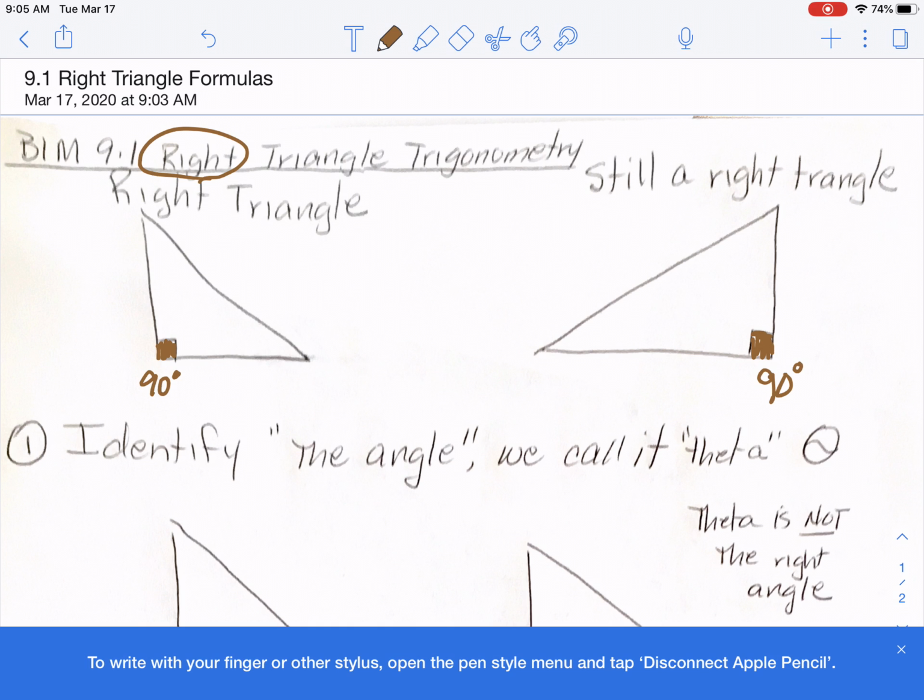Now this one over here, let's see if I can change my color. This one that's pointing left, this is not a left triangle. This is a right triangle, so you're just looking for this 90-degree angle mark.